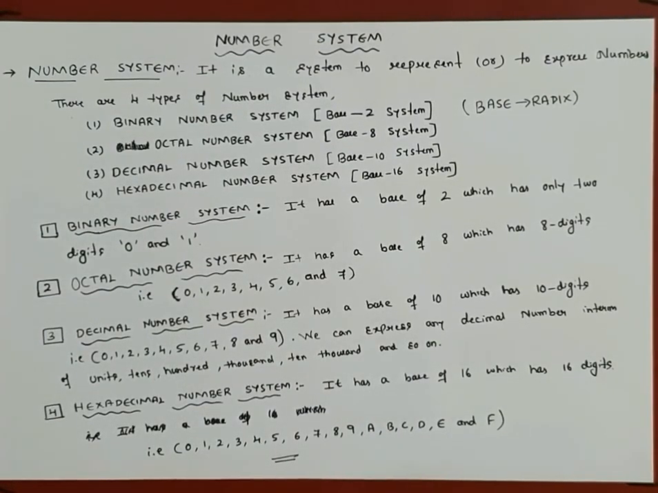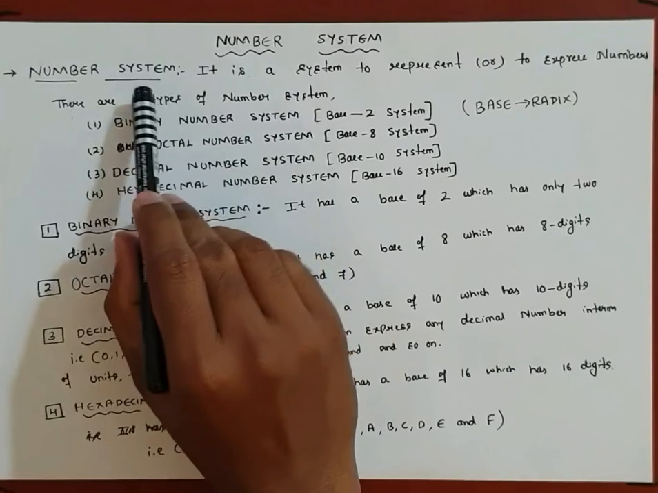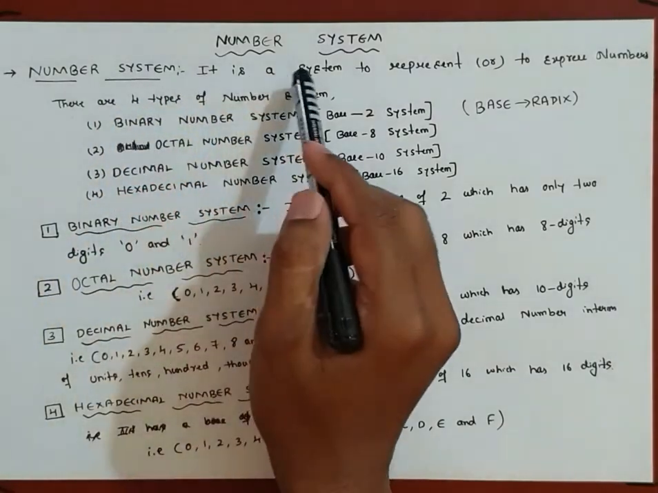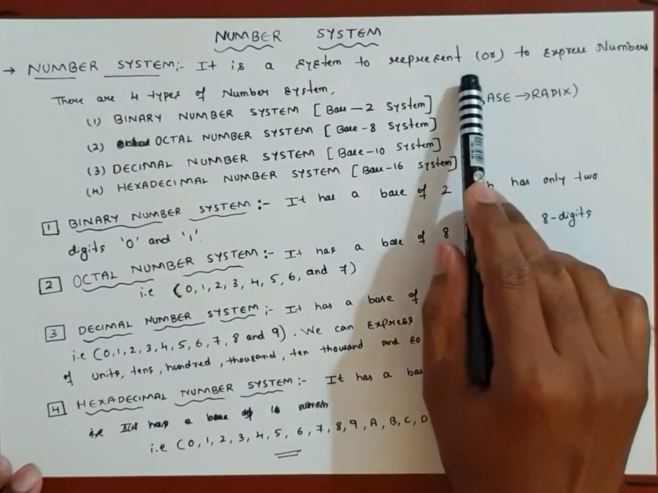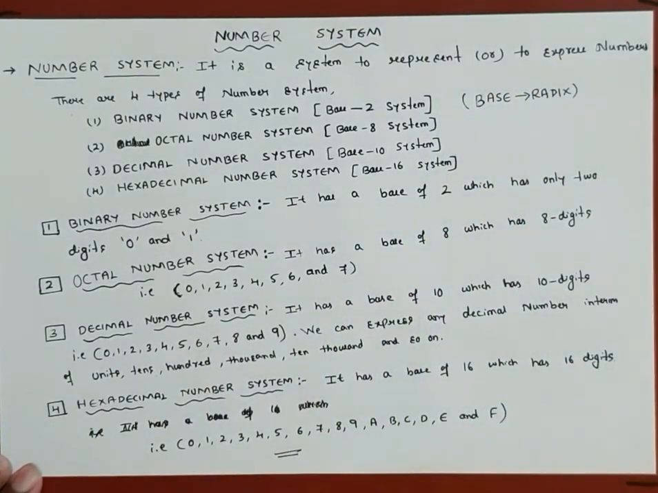The next topic is number system, where number system is a system which is used to represent or to express the numbers. Here we are having various types of number system, but in the syllabus we are having only 4 types.